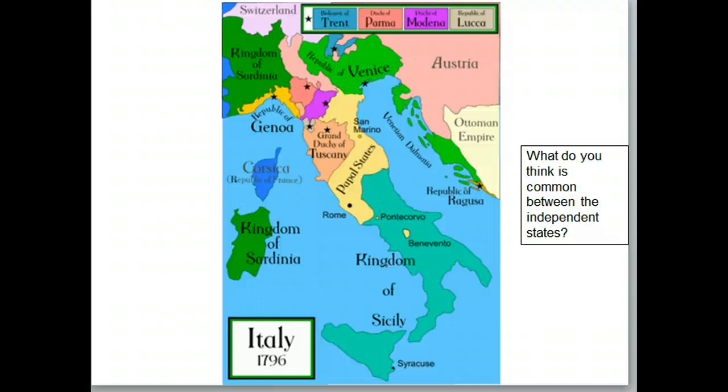Most everybody's Catholic. Rome is right in the center. That makes a lot of sense. And they're all going to have the same culture. They have very similar jobs. They have very similar lifestyles, things like that.